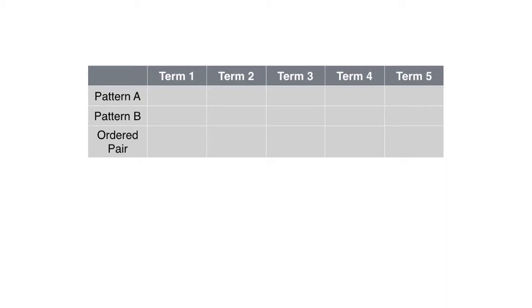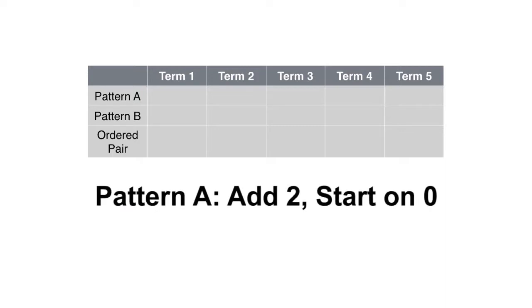For pattern A, the rule is add 2 and start on 0. For the term 1, pattern A box, the first number in the pattern will be a 0 because the rule states to start at 0. The next box to fill in will be term 2, pattern A. The rule states to add 2, so 0 plus 2 equals 2. This box will have a 2.